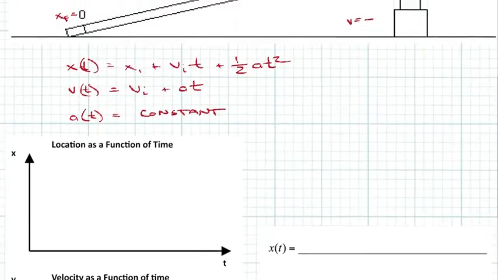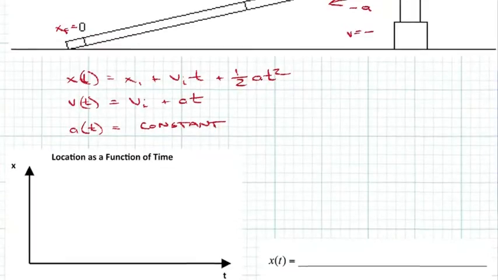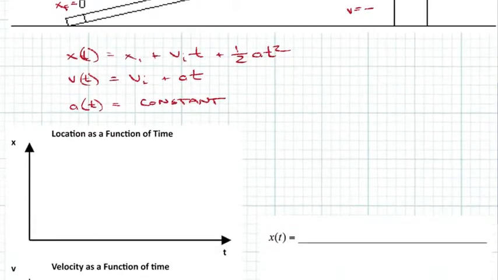Okay, and let's see position versus time right here. Well, what's our initial position? Our initial position is 50. Okay, so we're going to put that in for our initial position here equals 50.